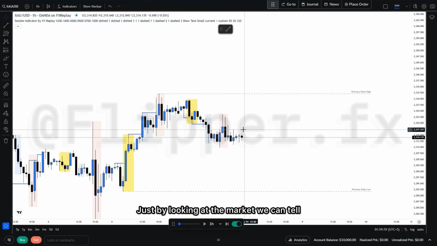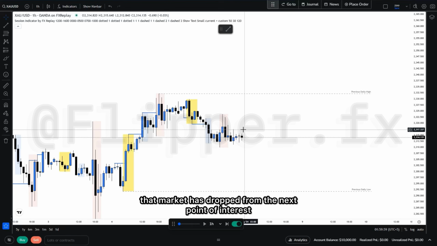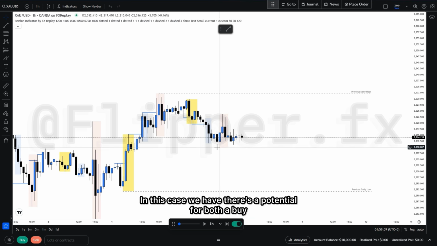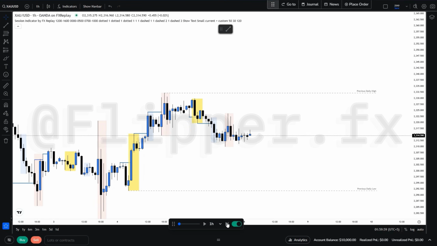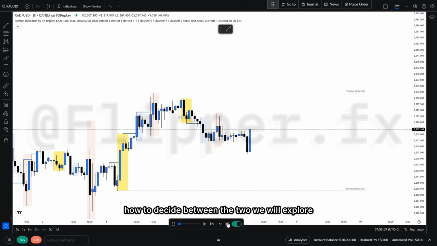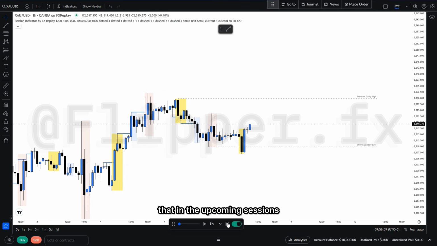Just by looking at the market, we can tell that the market has dropped from the next point of interest. In this case, there's a potential for both a buy and a sell from this area, but how to decide between the two, we will explore that in the upcoming sessions.